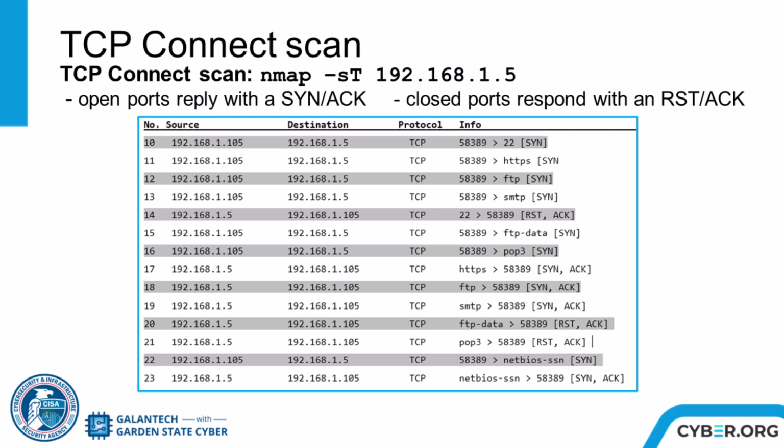Which ports are closed, and how do we know that? For these, we get the reply of RST/ACK, so we know these ports are closed. So we know the following ports are closed: 22 on row 14, FTP data on row 20, and POP3 on row 21.